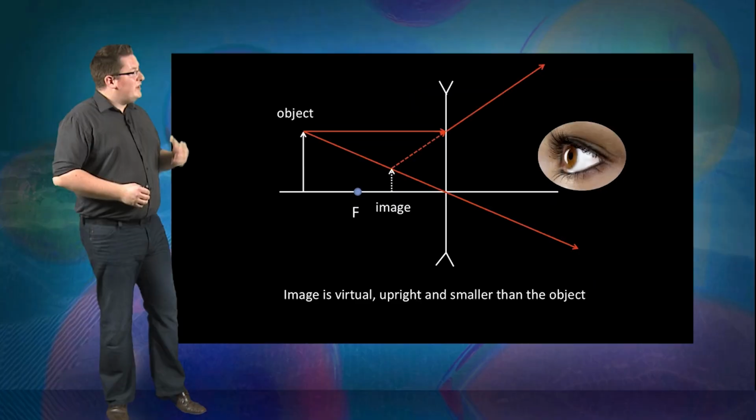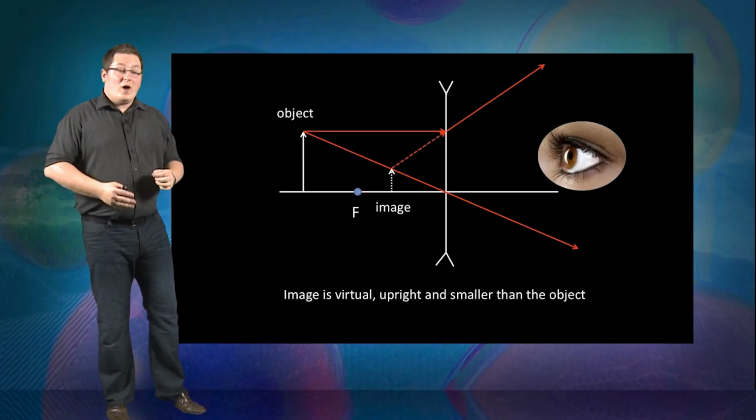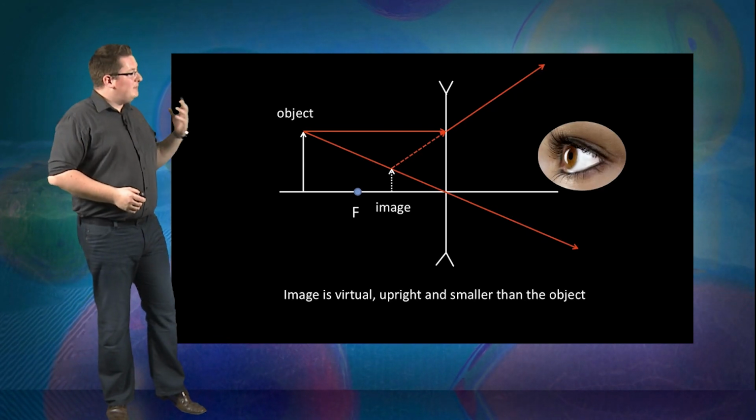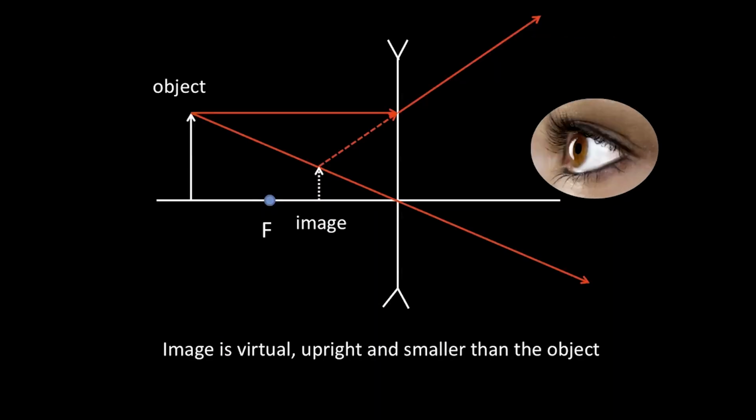To summarise, with a diverging lens, it doesn't matter where the object is. The nature of the image is always the same. It's virtual, upright, and smaller than the object.